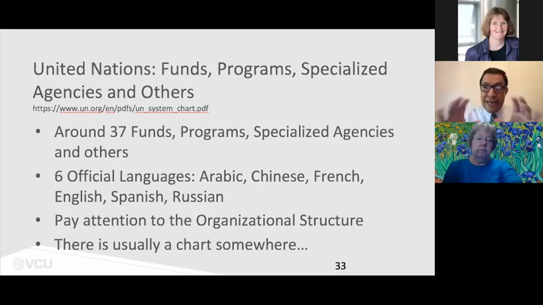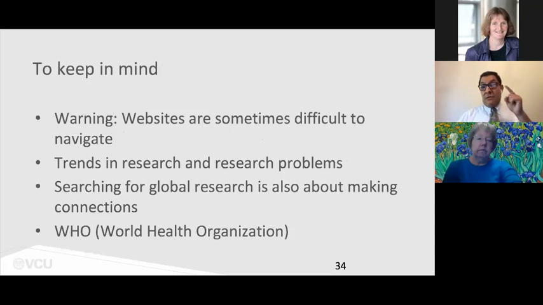So keep in mind the size and the varieties of information access and dissemination that you can find in international organizations. Keep in mind that websites are sometimes difficult to navigate. Some links are broken, okay, but you can find very good trends in research and research problems. And when searching in international organizations, keep your mind open for connections.